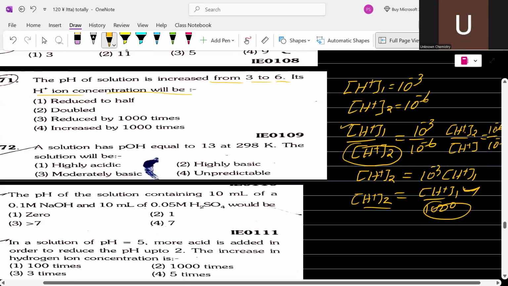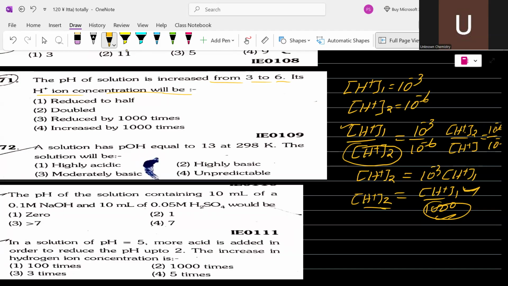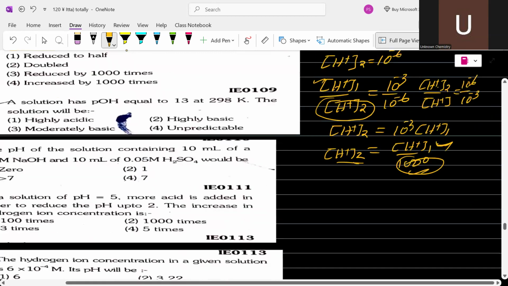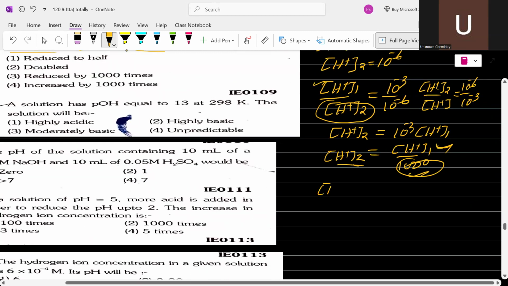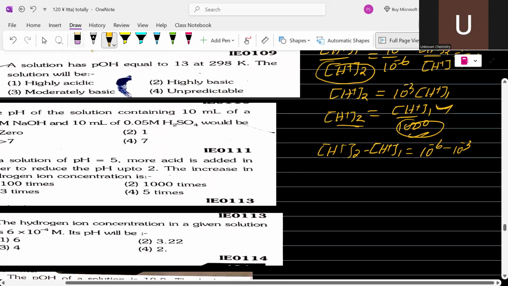From the initial concentration, the final concentration has been reduced by 1000 times. Got it, everyone? So this is one way. Another way, we can also find the difference of the initial and final. So here, if we have the final H plus as 10 raised to power minus 6 minus 10 raised to power minus 3, then we also get that same answer.